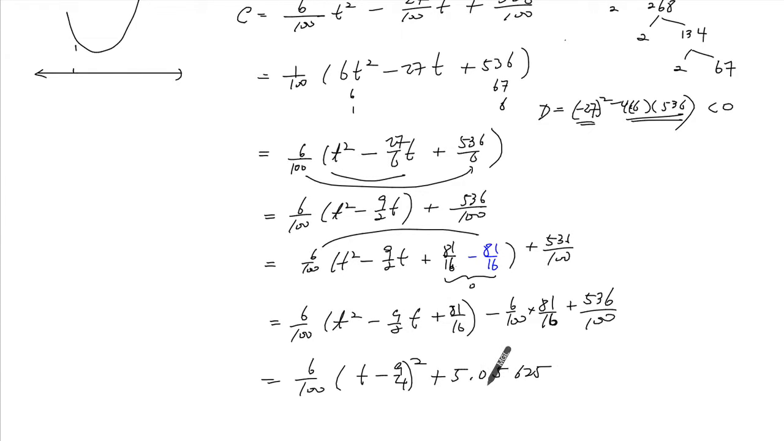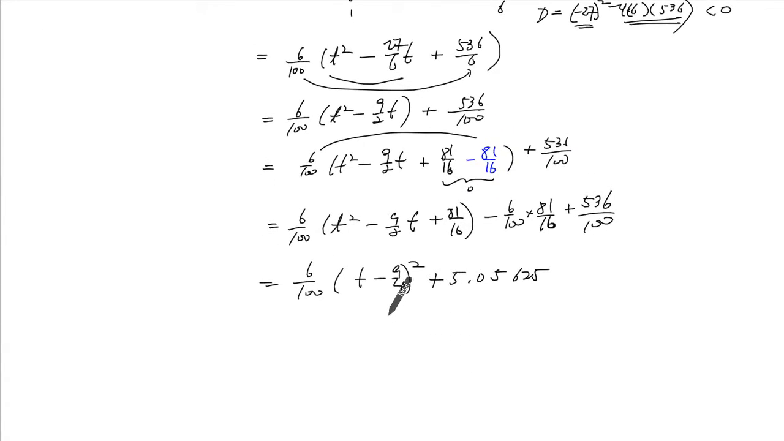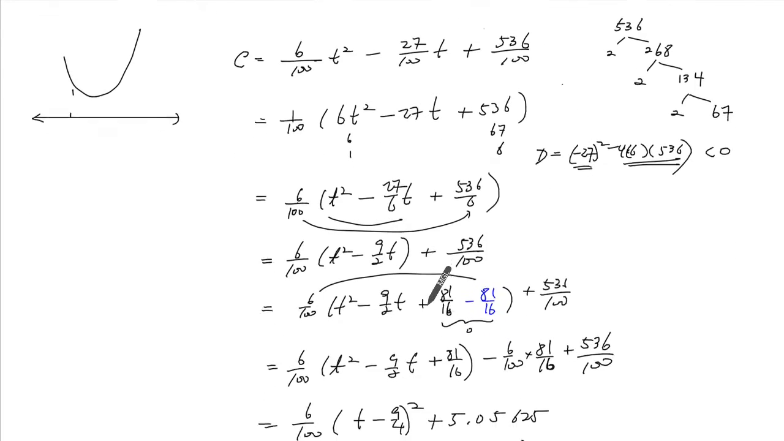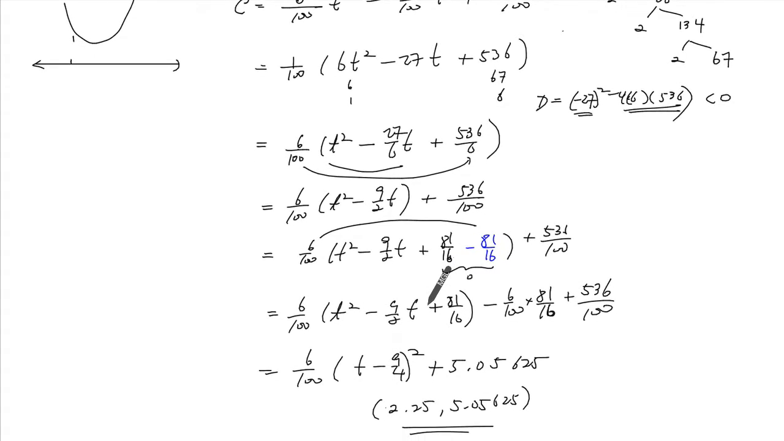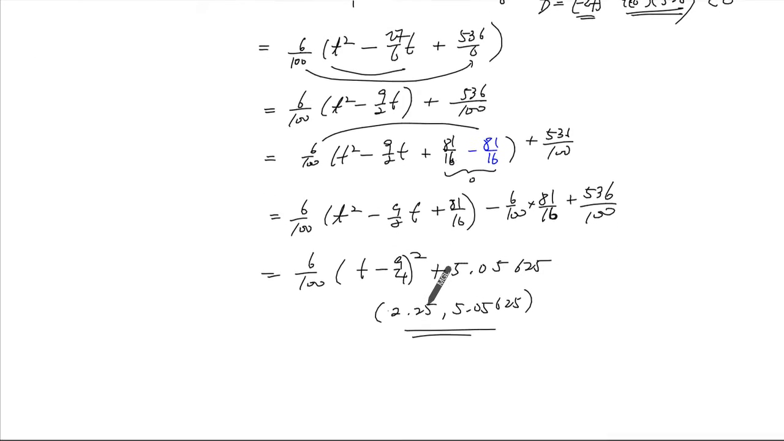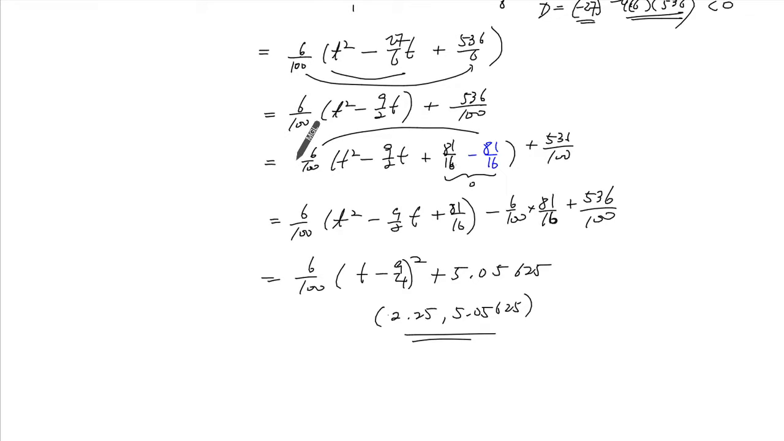Okay, so this here, so I get this in decimal form. So the important thing here is that the location of the vertex, this is 4, so it's going to be 2 and 1 over 4. So 2.25 and 5.05625. This is the location of the vertex. And it's a parabola going upwards, so that's where the minimum occurs. So I just answered part D, okay? So now, once we answer part D, everything else is very easy to answer.